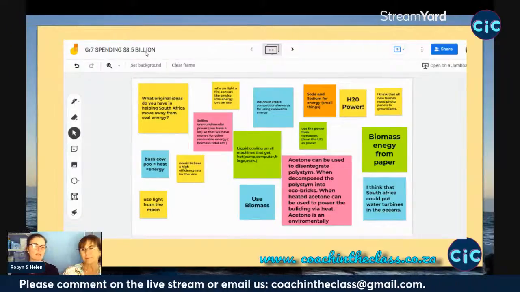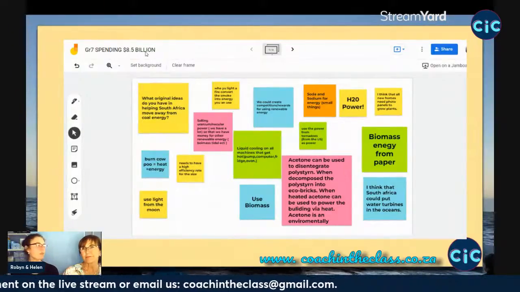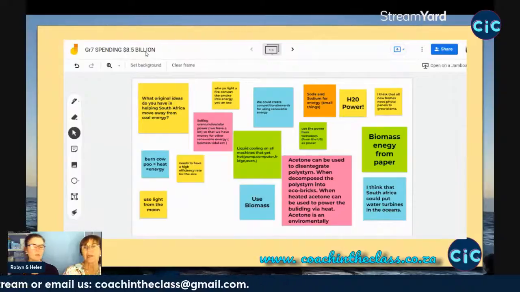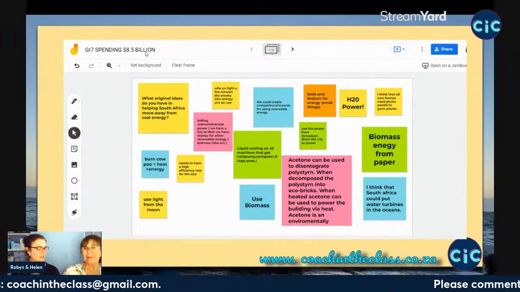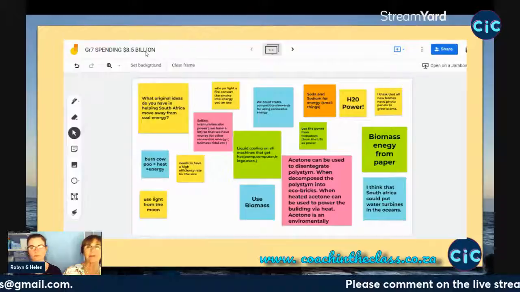And then what's also great about this is that you can reorganize your little sticky notes into categories. Yes, so you could drag them and put them. Yes, very nice. A nice way of doing that.